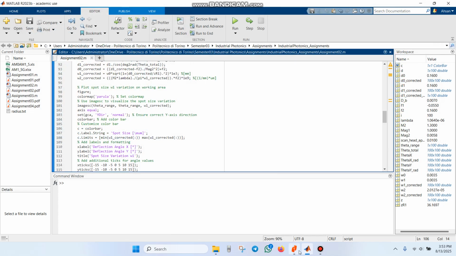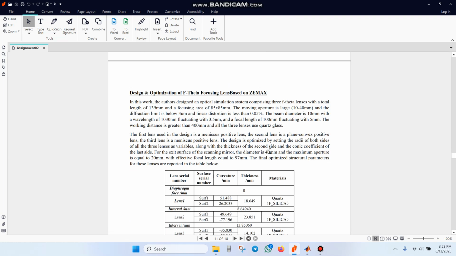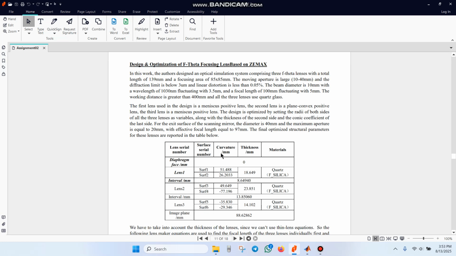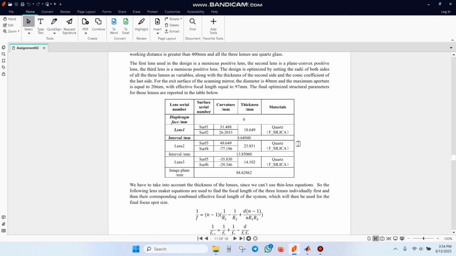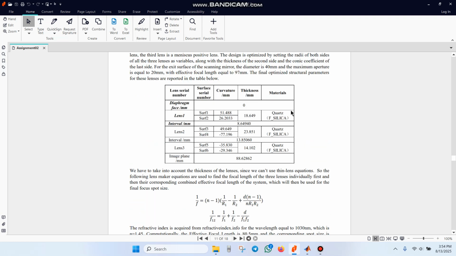Right. For the last part of this analysis, we have the design optimization of an f theta lens with three lenses using Zemax software. So this is already a case study done in one of the papers, and we have simply employed the already available lenses, their thickness as well as the distance between them with the given materials, and we simply simulate their behavior in MATLAB. So this particular table summarizes all the properties and characteristics of the f theta lens system using three lenses that the authors have designed in this particular paper. I will provide the reference for this paper in the description, or in the other resources that I will share.